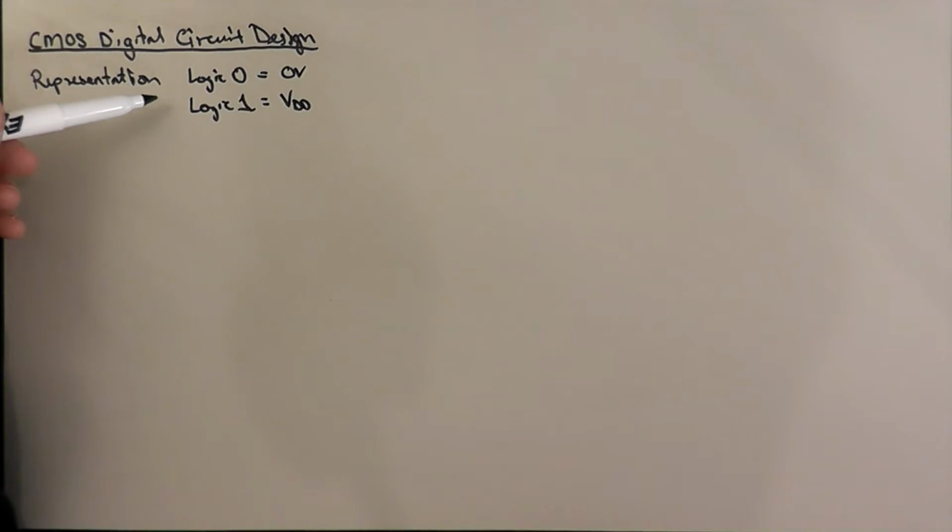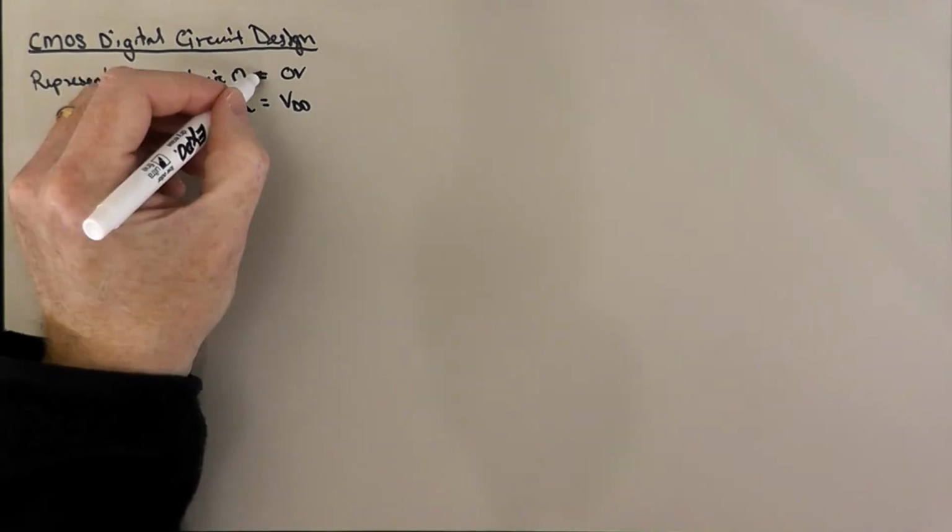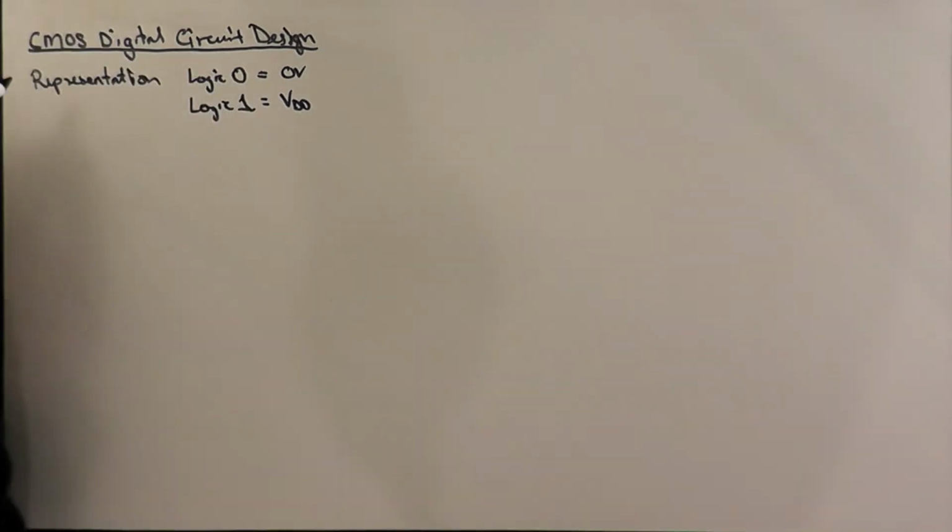This isn't the only possible representation. We could take logic 1 to be ground and logic 0 to be VDD. That's a perfectly valid way of doing things. It's a little unconventional, but if you're consistent about it, there's no reason why you couldn't do that. And so with that in mind, what we want to do is talk about just different basic configurations.